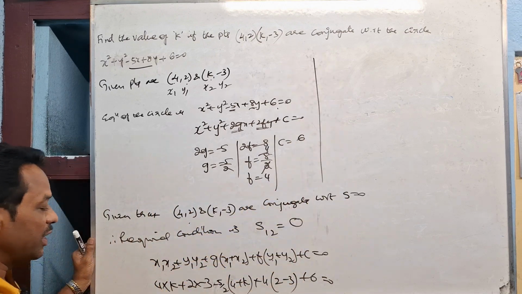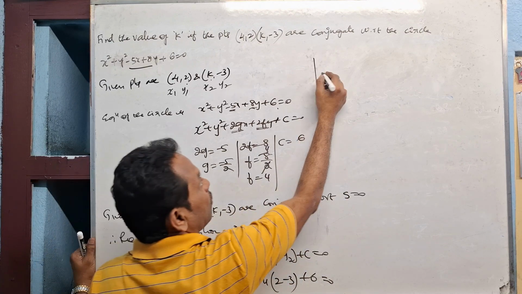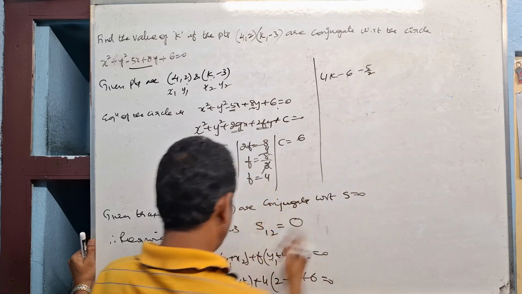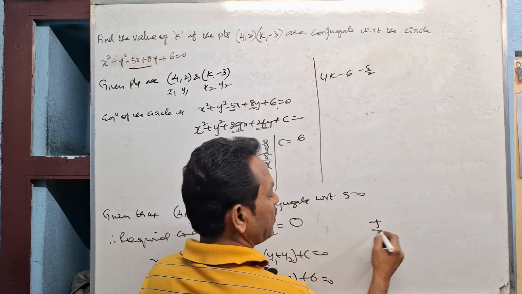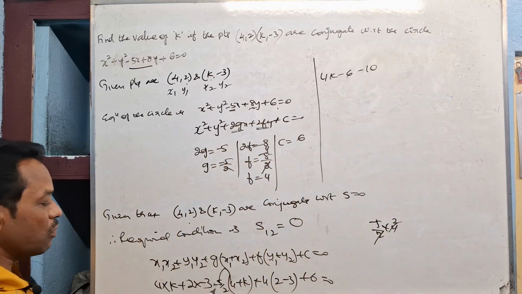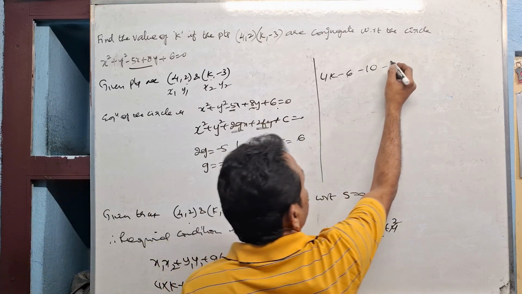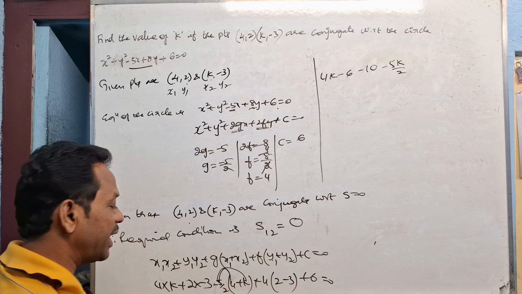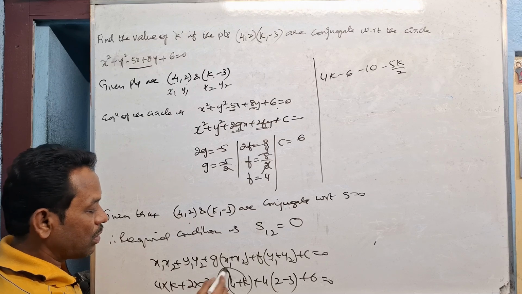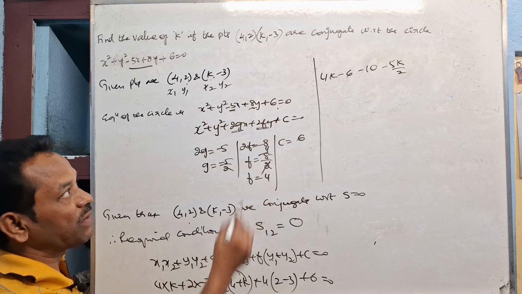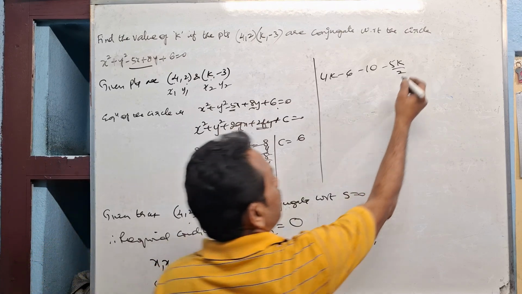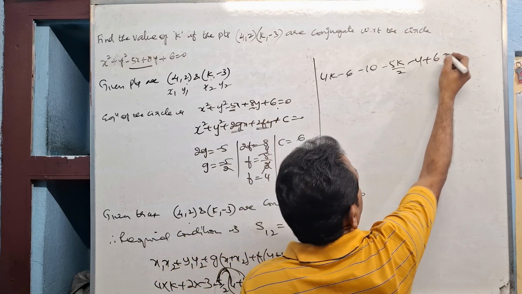Now let me simplify. Here I'll get 4k minus 6, minus 5 by 2 into 4, which is minus 10. Minus 5 by 2 into k is minus 5k by 2. So what I'm doing here, I'll multiply these two first. Minus 5 by 2 into 4 is minus 10. Now minus 5 by 2 into k is minus 5k by 2. Now here 2 plus minus 3 is minus 1. Minus 5 by 2 into minus 1 gives the next term, plus 6 equal to 0.